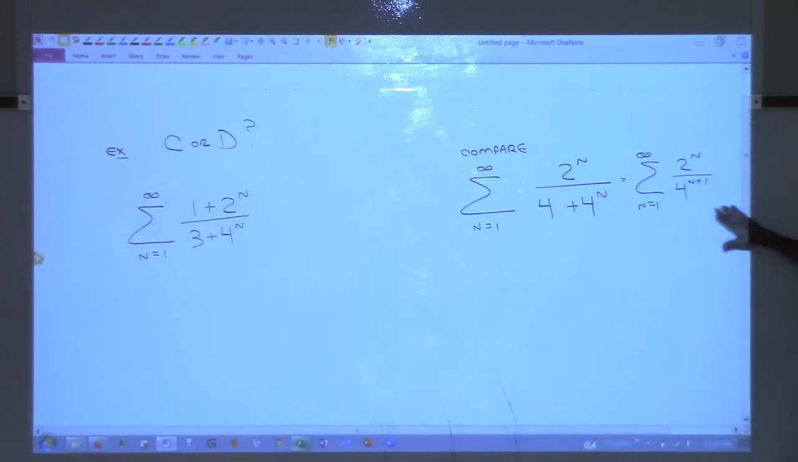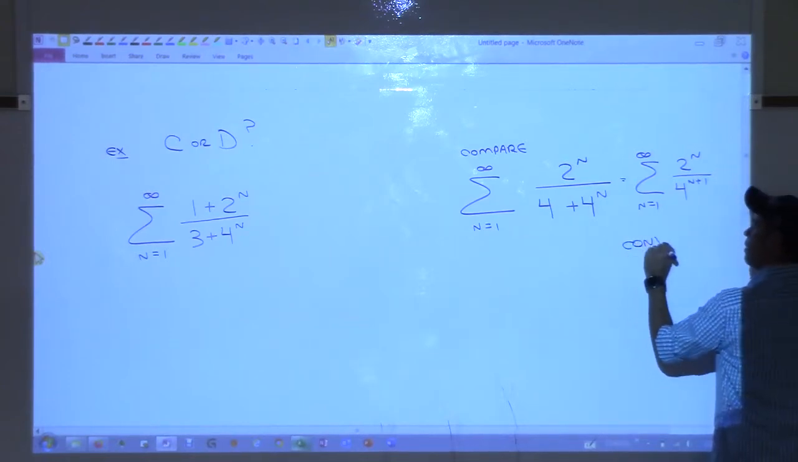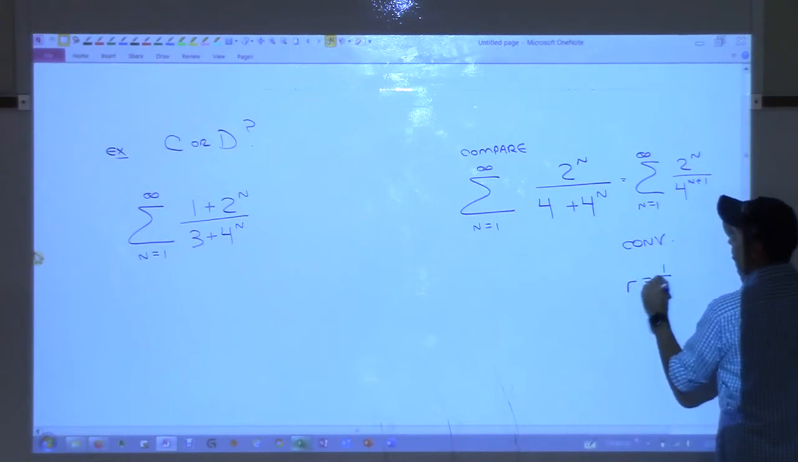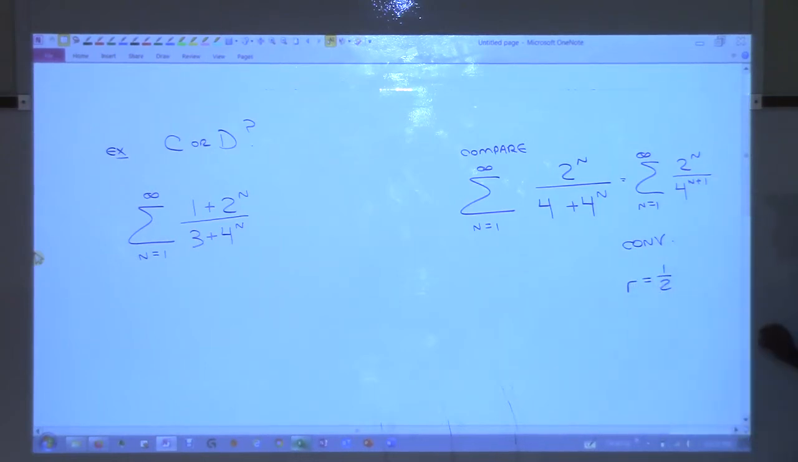Agree? Now, what type of series is this? Geometric, right? And are we going to converge or diverge? Converge, because we're going to have 2 over 4 to the n, which is 1/2 to the n. So this is convergence, because our r, if we worked it out algebraically, would give us a 1/2. Right?